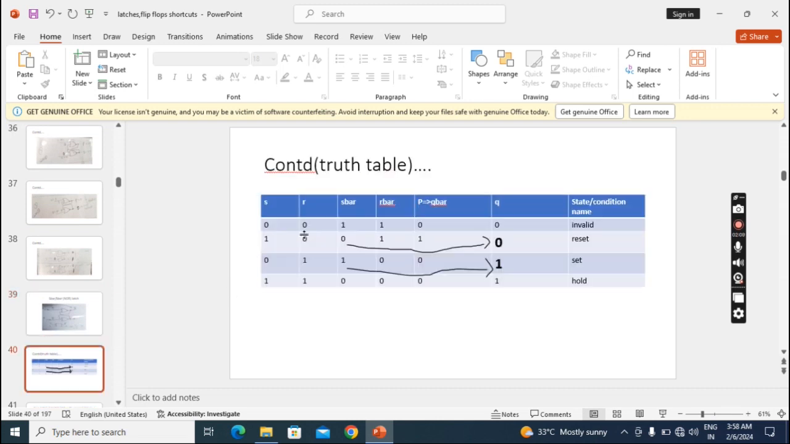Like that, when I apply 1 0 for SR, then S bar R bar becomes 0 1, so the circuit becomes reset, and when I apply 0 1, S bar R bar becomes 1 0, and the circuit becomes set. So this is the Q value. When I apply 1 1, finally S bar R bar becomes 0 0, so the circuit becomes hold. Okay, this is the operation of the S bar R bar latch.